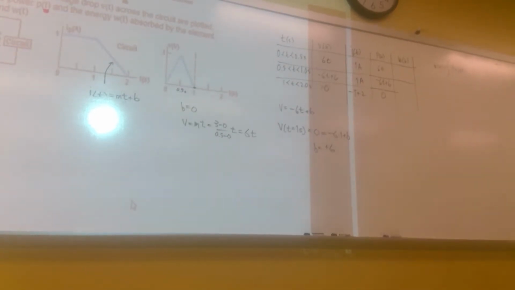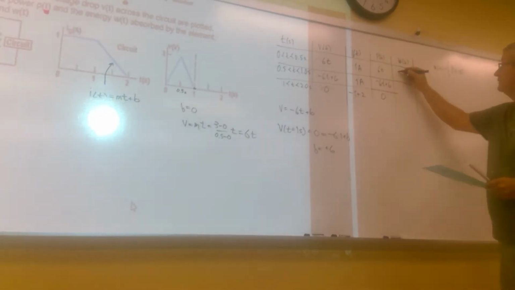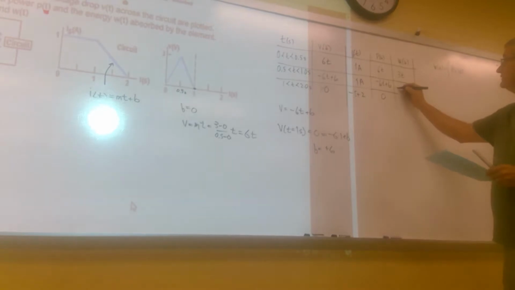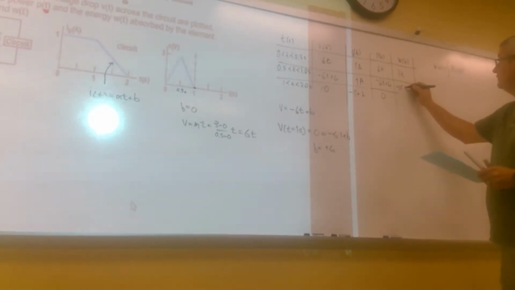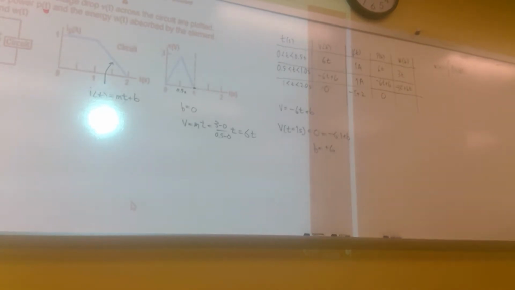Like, for example, if I integrate 6t, it should be what? 6t squared divided by 2, so I should get 3t squared. If I integrate this guy here, it should be what? I'm going to get minus 3t squared plus 6t. And then I could go in and write these functions down.